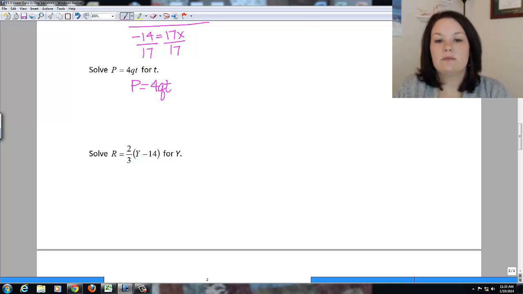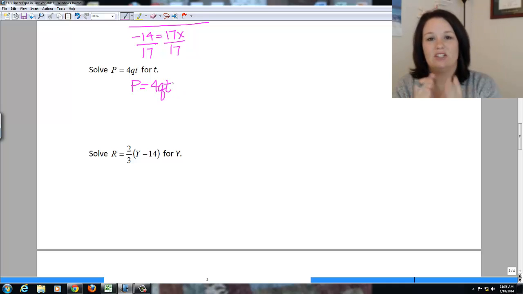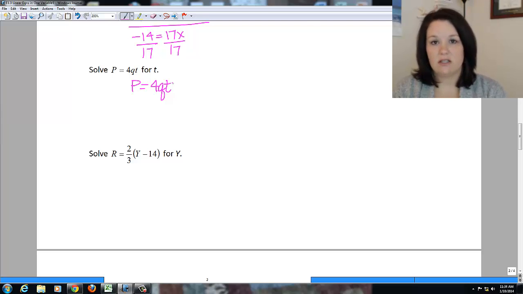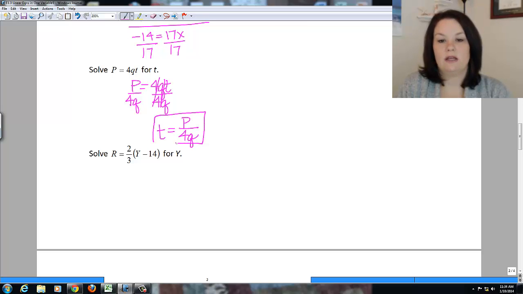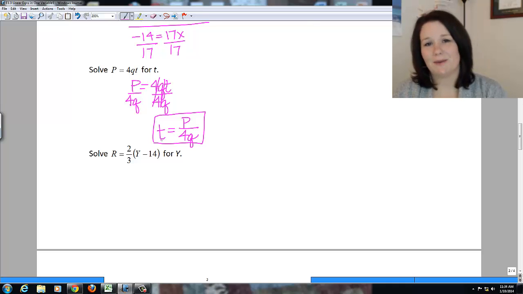Now when all these numbers and letters are written right by each other, side by side, that means we're multiplying. To undo multiplication, we divide. So I'm going to go ahead and just divide off the 2 things I don't need, which is 4 and Q. Okay, so those will cancel, and I end up with T is equal to P over 4Q. Okay, same process, less numbers. Let's look at another one.